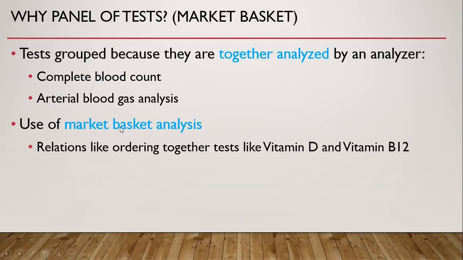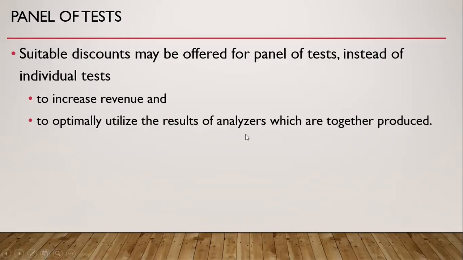Then, use of market basket analysis. We can also identify the market basket for a panel of tests to identify relations like test items ordered together, like vitamin D and vitamin B12. So suitable discounts may be offered for a panel of tests instead of individual tests to increase revenue and to optimally utilize the results of analyzers which are produced together. So, these are the two reasons for the panel of tests.